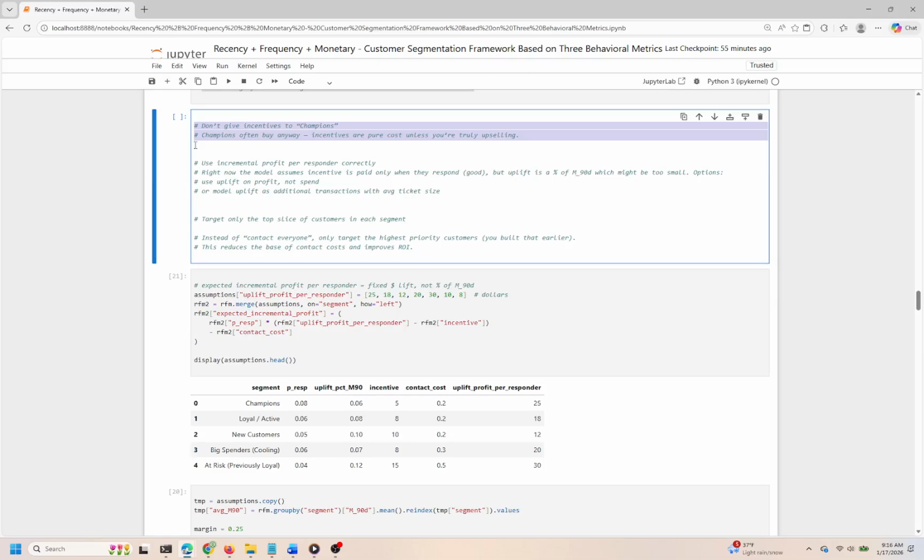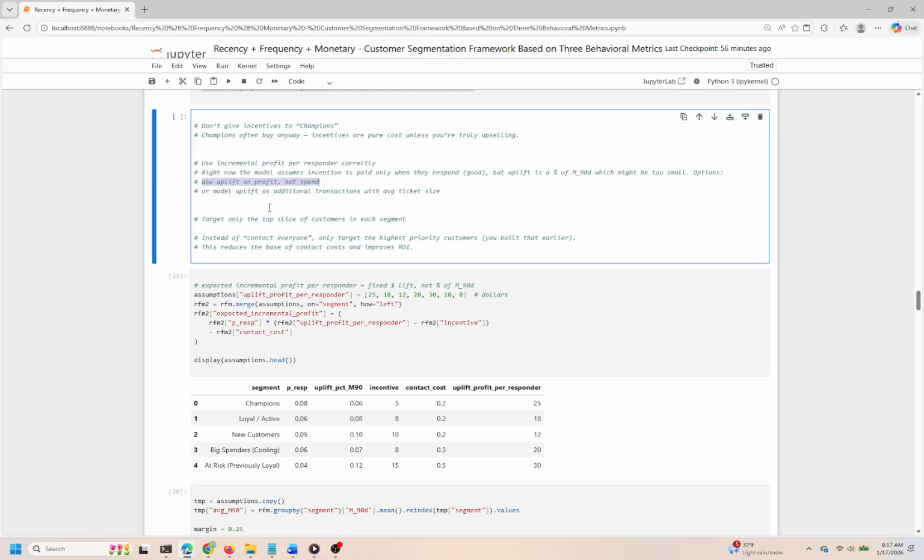Next, we look at how we measure the impact of these incentives. The initial model we're using assumes that incentives only apply when a customer responds, which is valid, but it is crucial to evaluate the uplift being measured as a percentage of the expected profit over a 90-day period. However, this could underestimate the true benefit, especially if the total uplift is treated as a fraction of spending rather than profit. It might be worthwhile to consider whether the uplift should be calculated as additional transactions with an average ticket size in mind, to potentially capture the full value of customer interactions.